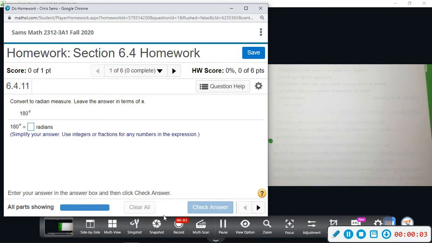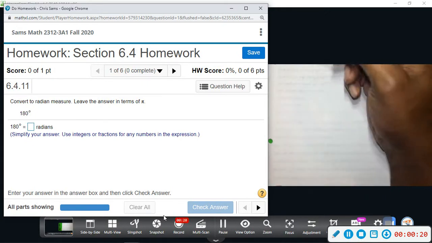All right, in section 6.4, we're going to be converting radian measures to degrees. So convert two radian measures. So we have 180 degrees we want to convert to radians. All right, so we have two forms of angles.